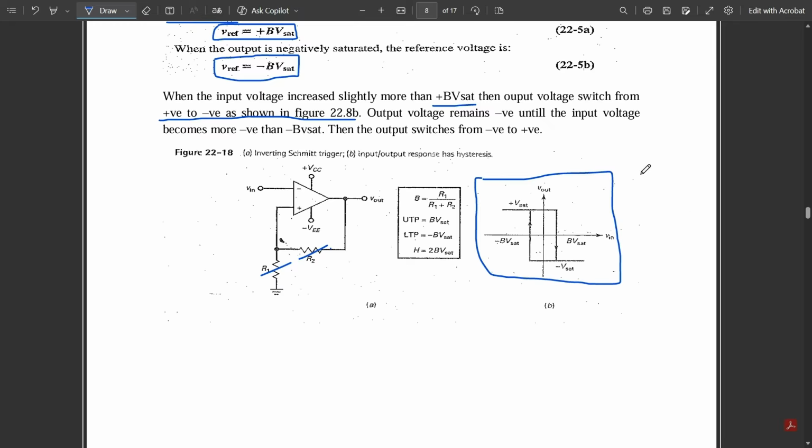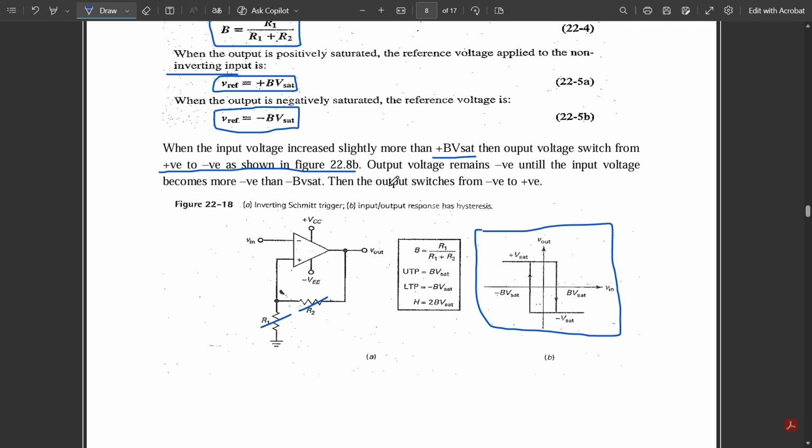Okay, hysteresis plot. So here you see, when the input voltage is increased slightly more than beta V saturation, then the output voltage switches from positive to negative. This is plus beta V saturation and minus beta V saturation. When the input voltage is increased slightly more than beta V saturation, immediately you would see the switch condition, from positive to negative. So at this point it is beta V saturation, and it drops from positive to negative, whereas in the case of minus beta V saturation, it goes from negative to positive.